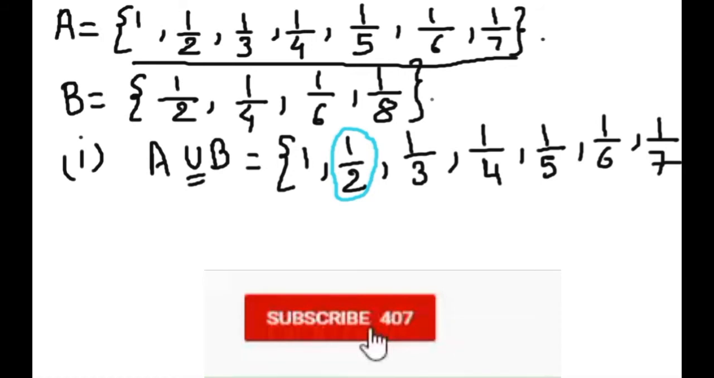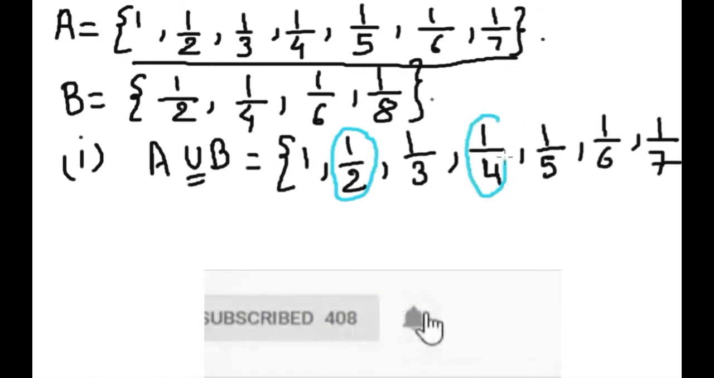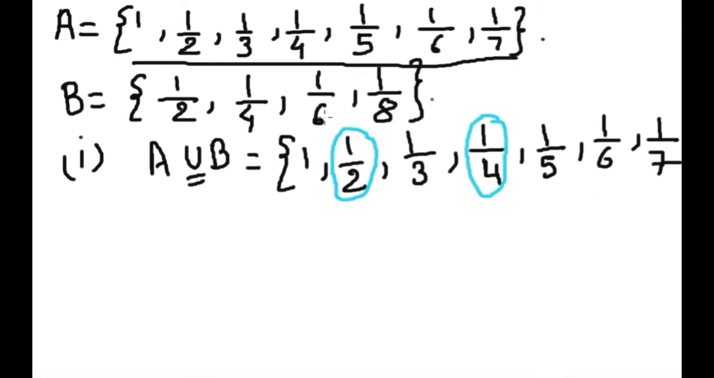Next है 1 by 4. तो 1 by 4 भी हमने लिखा हुआ है, तो इसे भी फिर से नहीं लिखेंगे. Next है 1 by 6, वो भी है, तो फिर से नहीं लिखेंगे. We will not repeat any elements. 1 by 8 नहीं है, तो वो हम लिखेंगे. Next is 1 by 8. ये हो गया हमारा A union B.